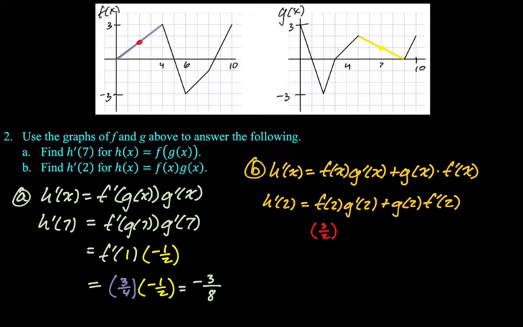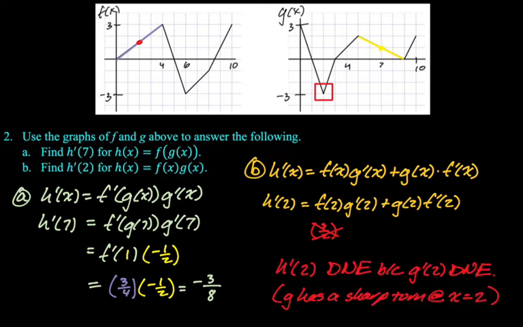G prime of 2 is interesting, right? G prime of 2 should be the slope of g at 2. We have a sharp turn, right? So since there's a sharp turn, G prime of 2 doesn't exist. So what I'm going to do is cross that out, and say that H prime of 2 does not exist because G prime of 2 does not exist. G has a sharp turn there. You can't salvage it after that. As soon as you hit that point, the derivative is not going to exist.